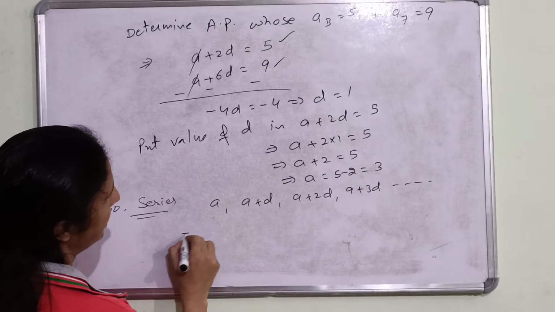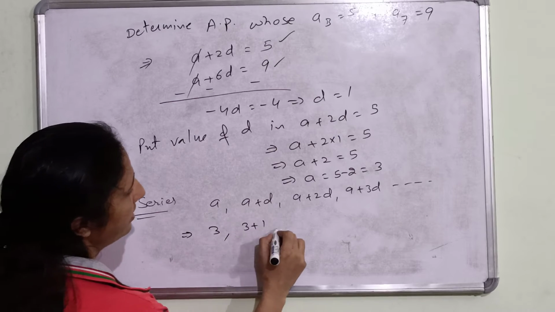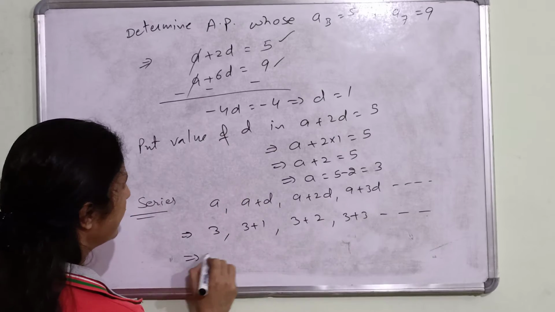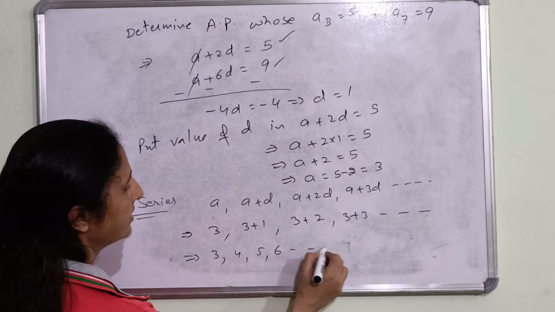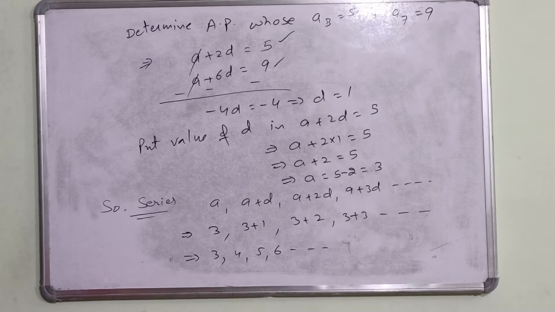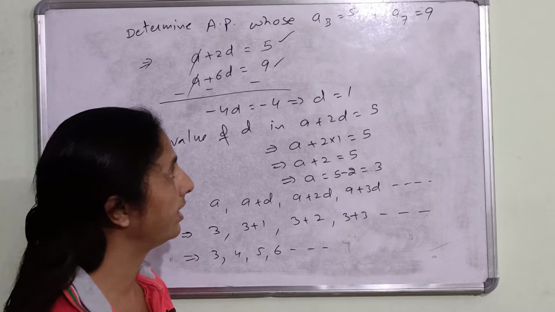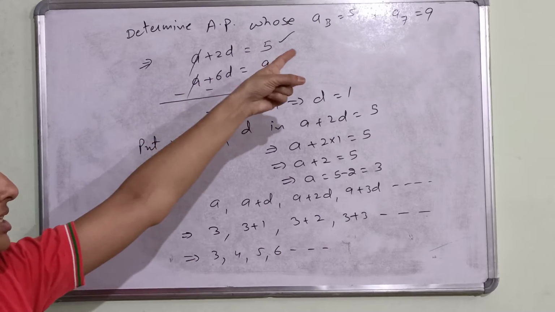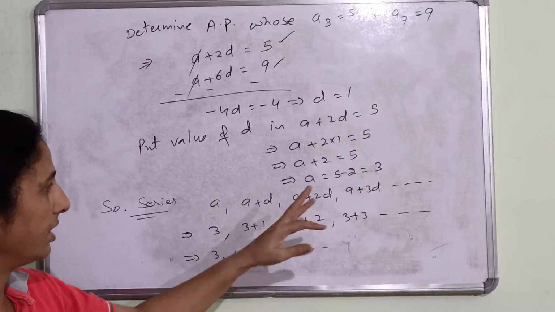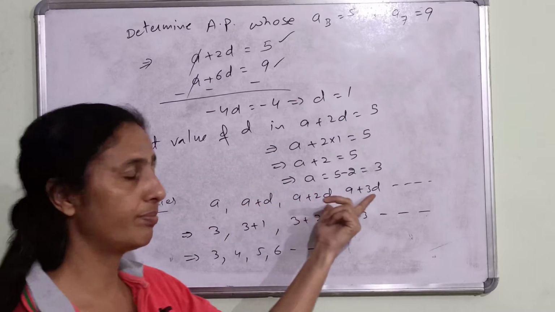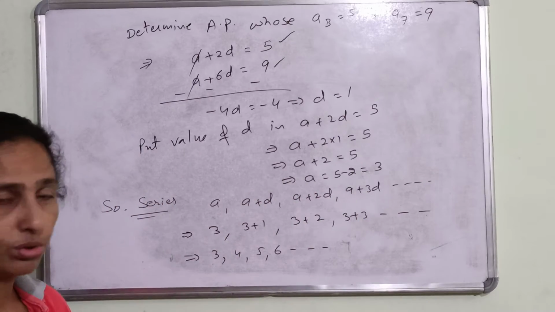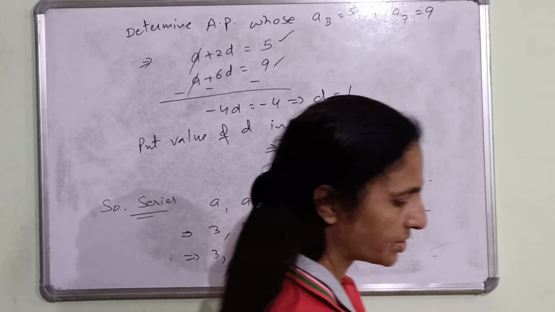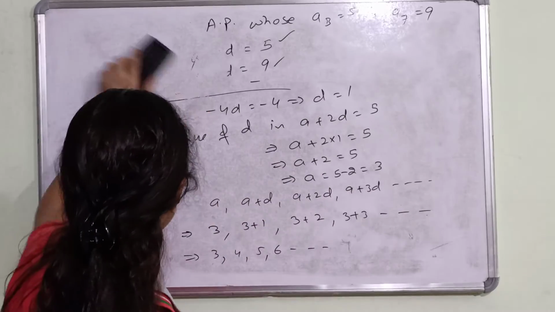Now we have a, a plus 1, a plus 2, a plus 3, and so on. So what is the series? 3, 4, 5, 6. So this is our AP series, right? We were given only the third and seventh terms. So now we have to find the values of a and d from these two conditions, and we put the values of a and d in this because this is an AP series. So we get our AP series. This kind of question will also be in the exercise, you can solve it. Right. So next question.